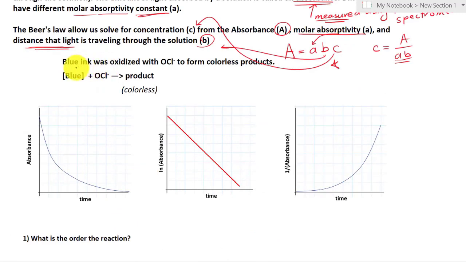In this case, we have blue ink that was oxidized by bleach, which contained this chemical right here, to form a colorless product. So blue ink has color, and once it's oxidized by this, it produces a product that's colorless. When it's colorless, what happened? There will be no absorbance. Colorless equals zero absorbance. So that means the absorbance would decrease over time as more of the blue ink got oxidized.